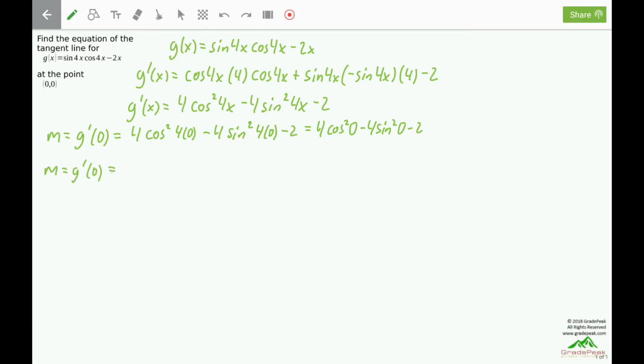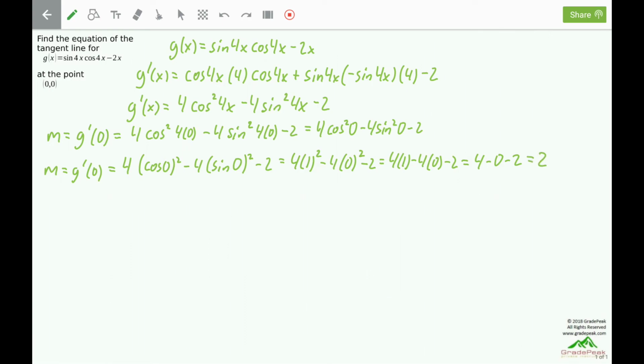Our slope will then be, so cos squared of 0 means to evaluate the cosine of 0 first and then square the result, and sine squared of 0 means to evaluate the sine of 0 first and square that result. The cosine of 0 is a 1, so 4 times 1 squared, minus the sine of 0 is a 0, so 4 times 0 squared minus 2. 1 squared is a 1, 0 squared is a 0. 4 times 1 is 4, 4 times 0 is a 0, and then that minus 2, so 4 minus 2 gives us a 2. There's our slope of our tangent line.